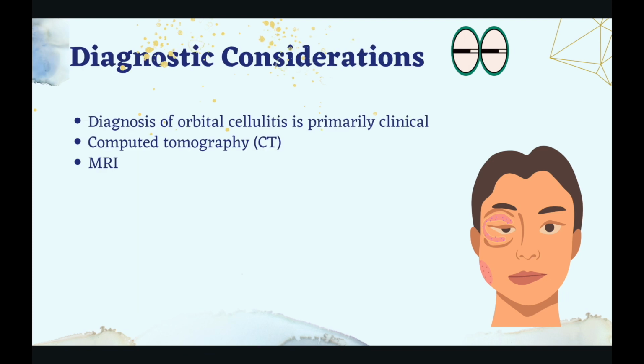Diagnostic considerations. The diagnosis of orbital cellulitis is primarily clinical. If findings are equivocal, if the examination is difficult, as in young children, or if nasal discharge is present suggesting sinusitis, CT or MRI should be done to exclude orbital cellulitis, tumor, and pseudotumor. MRI is better than CT if cavernous sinus thrombosis is being considered.